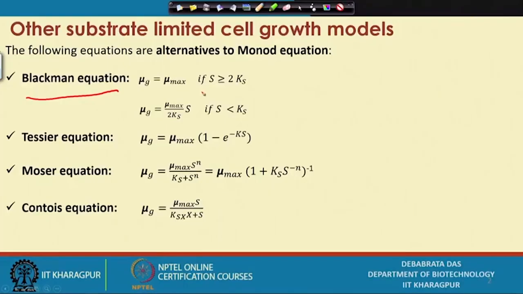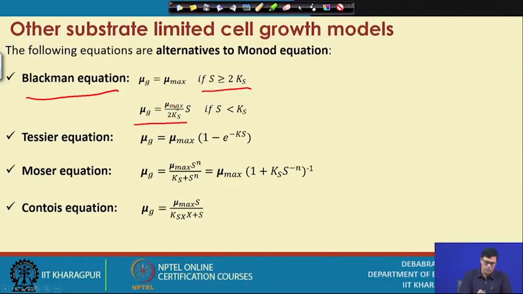Now, first let me start with the other models that were proposed by different scientists. The first model is the Blackman equation. This equation is mu g equal to mu max, and that is valid when S is greater than 2Ks. Now mu g is the specific growth rate. Then this is equal to mu max S over 2Ks if S is less than 2Ks.